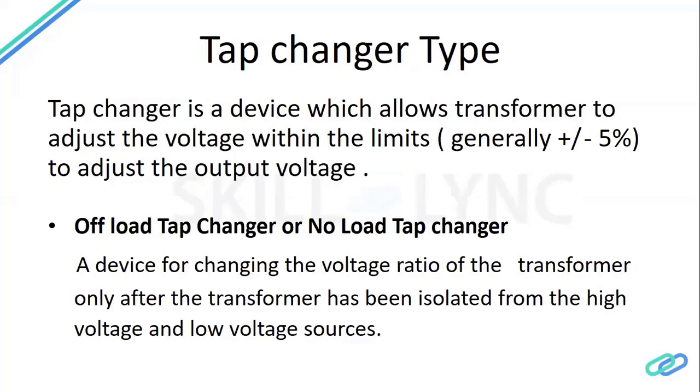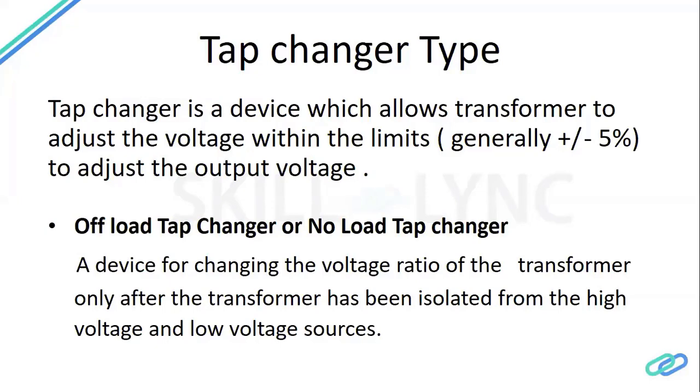Now next is the tap changer type. A tap changer is a device which allows the transformer to adjust the voltage within limits, generally within plus minus 5%, to adjust the output voltage, because we don't want to shut down our system due to small variation of the voltage. So the tap changer can accommodate these small variations. There are two types of tap changers. One is the off-load tap changer. We call it the no-load tap changer also.